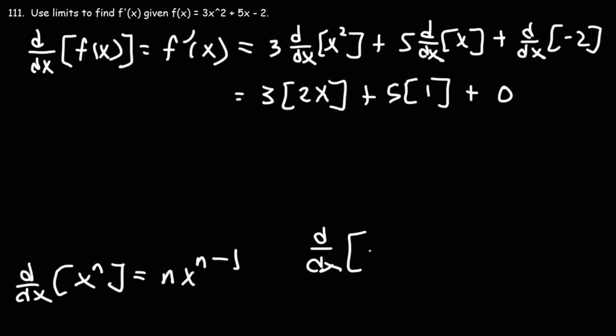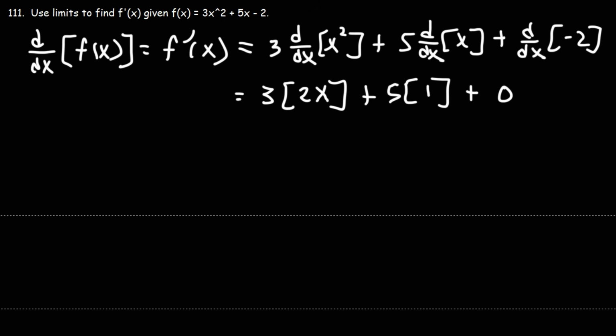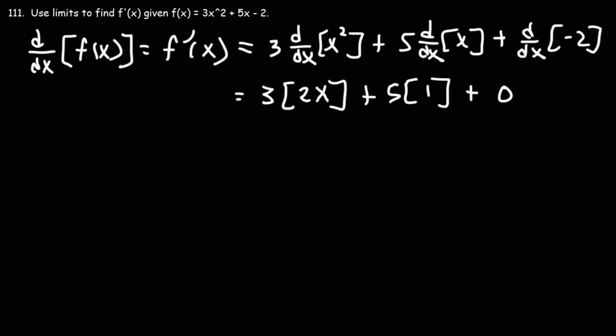You can think about it this way. Negative 2 is the same as negative 2x to the 0. This would be negative 2 times 0x to the 0 minus 1. Once you multiply by 0, the whole thing is 0. If you want to use the power rule, you'll get the same answer. So f prime of x is going to be 3 times 2x, so that's 6x, plus 5 times 1, which is 5. So it's 6x plus 5.